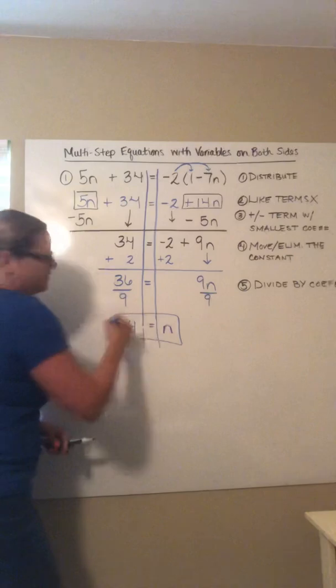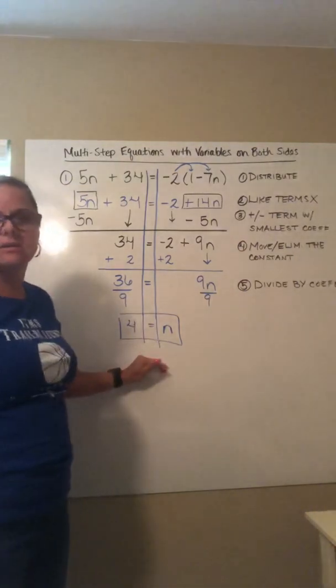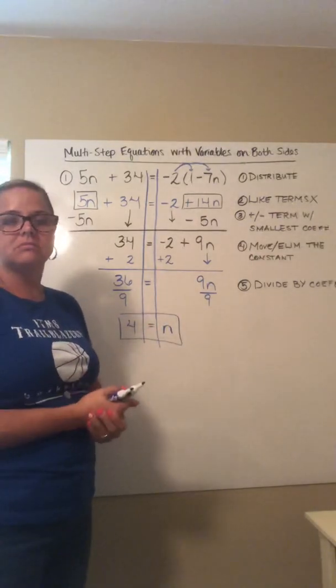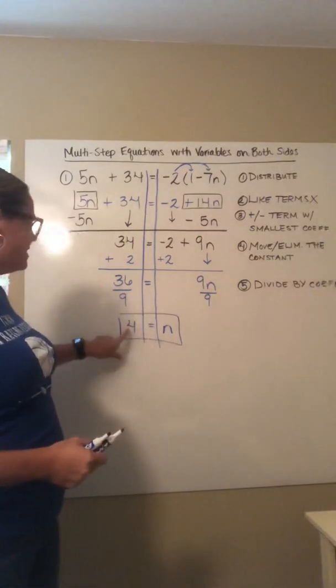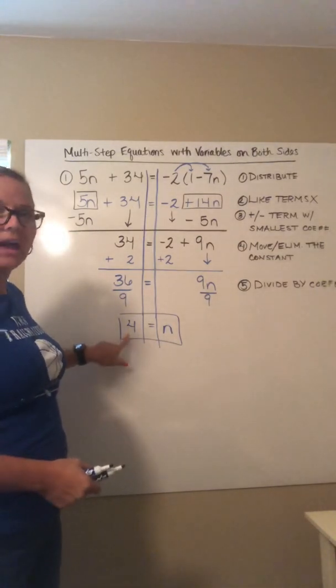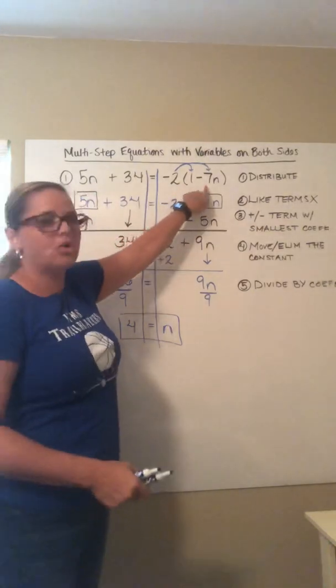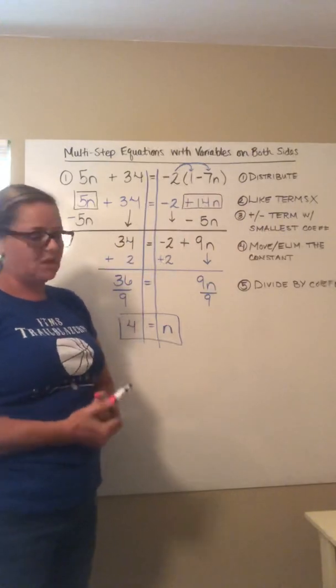Yay! Now, before we move on, let's just talk for a moment about what this means. What does this mean that 4 is equal to n? Well, what that means is this is the only value of n that I can replace in the original equation where the left side and the right side would equal each other.